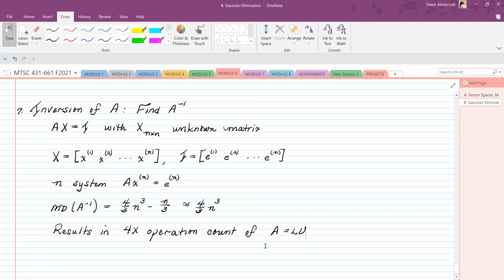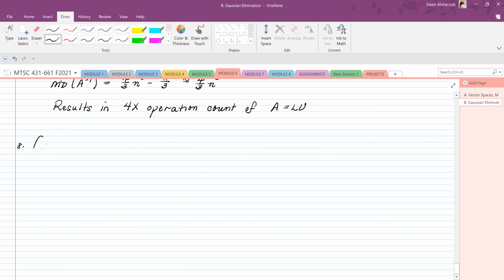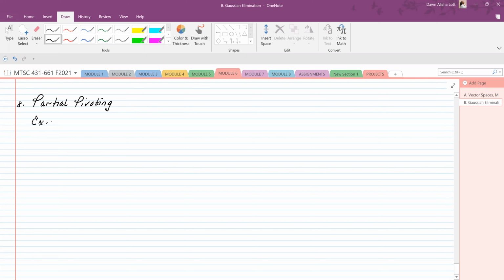So when we have a problem, we can do partial pivoting. And this is a really interesting example. x1 plus x2 plus x3 is 1. x1 plus 1.0001 x2 plus 2x3 is equal to 2, and x1 plus 2x2 plus 2x3 is equal to 1.